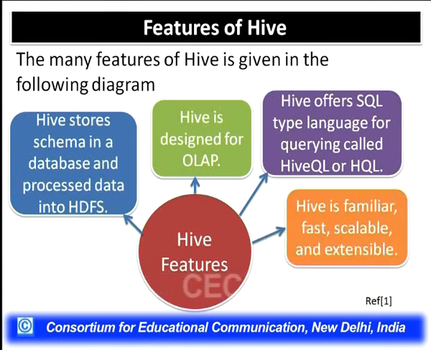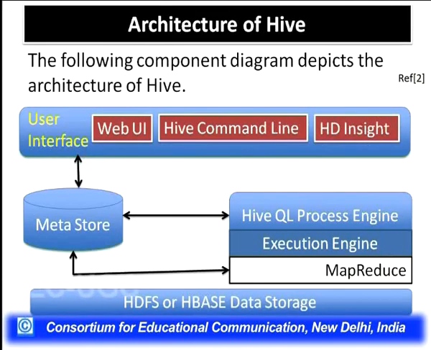Then Hive is familiar. Why is it familiar? Because it is similar to traditional languages like SQL. It is fast. Why is it fast? Because it is performing querying on a distributed file system. It offers scalability, that is, it can work on a small amount of data, and if the data grows, it can easily work upon a larger data set as well, and it is extensible.